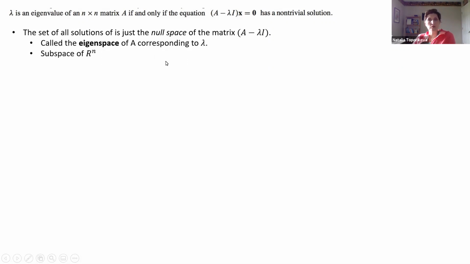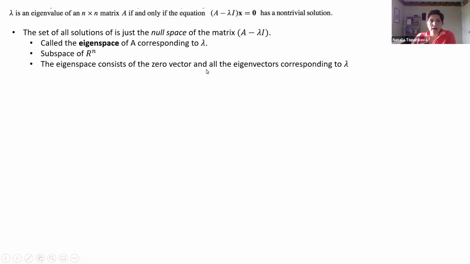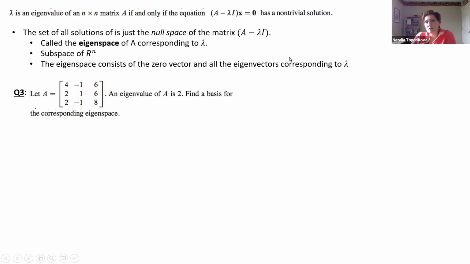And you can easily prove that this is a subspace of R^n, and this subspace consists of the zero vector and all the eigenvectors corresponding to the eigenvalue lambda. And again, we remember that by definition our eigenvectors cannot be zero, so we have to add the zero vector. And again, it probably does not sound like a big deal. So let's just try to find this eigenspace, calculate it, experience it, and admire it, hopefully, at some point.